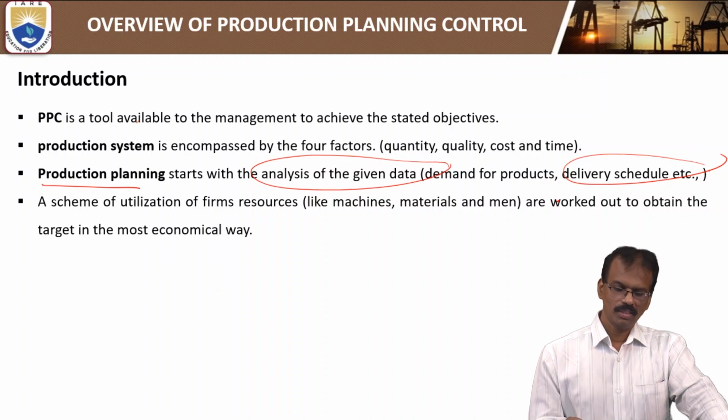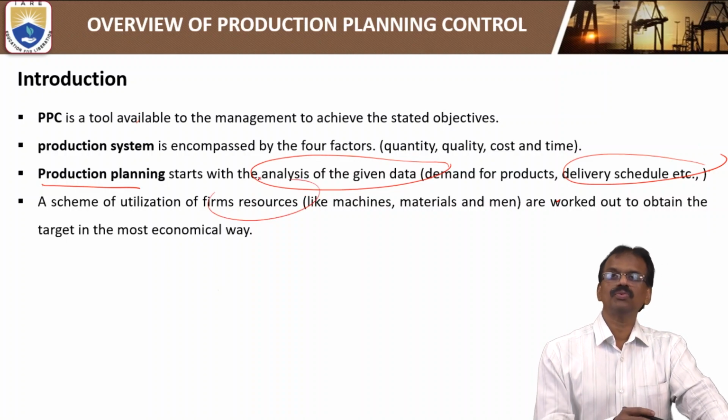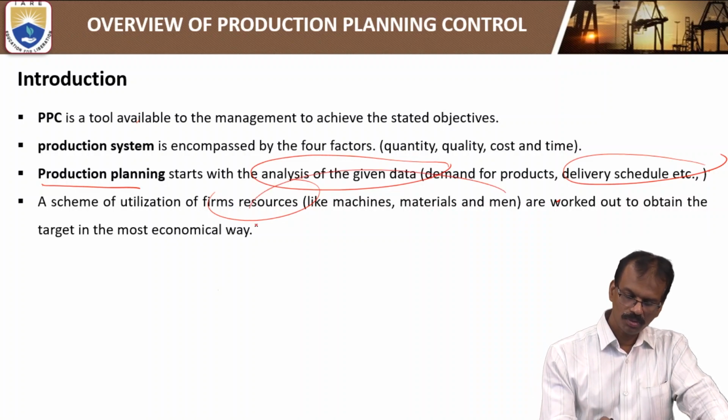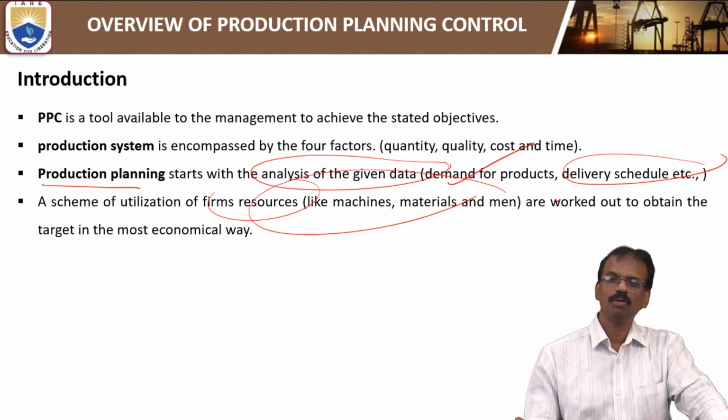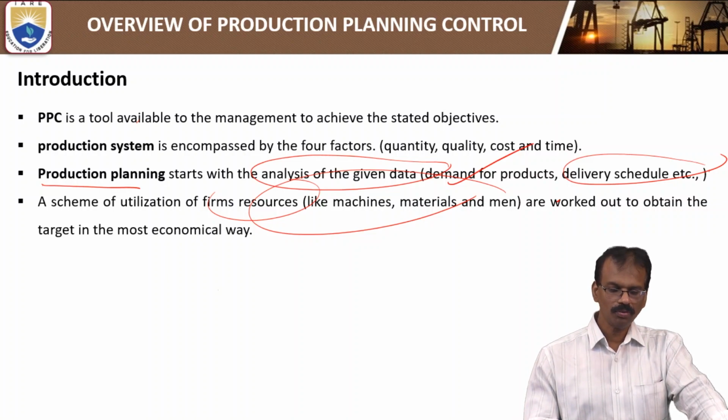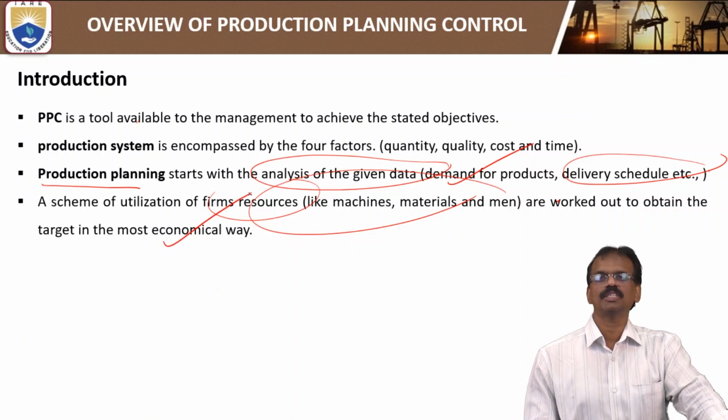And next, systematic utilization of the resources, resources like methods, machines, material and manpower. By utilizing these resources to get the optimized forecasted demand in future. So that is the target of the production planning.